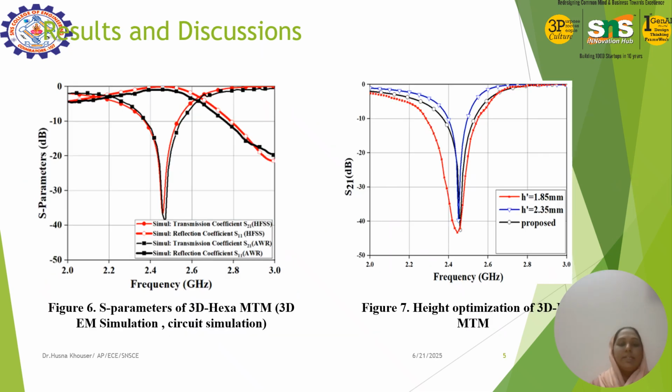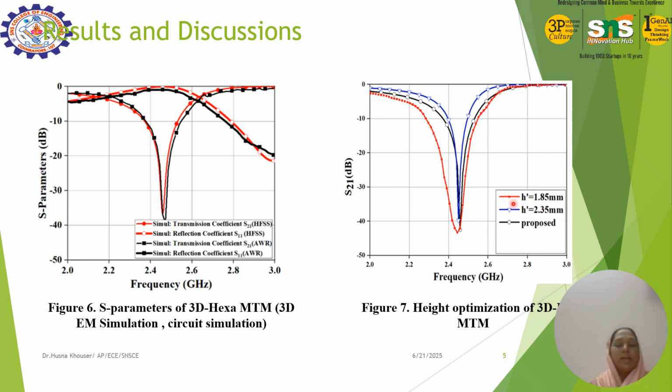Next is the 3D S parameters. In the last slide I showed the S21 parameter. Here I have clearly shown all the parameters of the EM simulation, S11 and S21. You can see it is resonating at 2.45 gigahertz and S11 is also 0. I have shown that the equivalent circuit simulation and the EM simulation match, resonating at exactly the same resonant frequency.